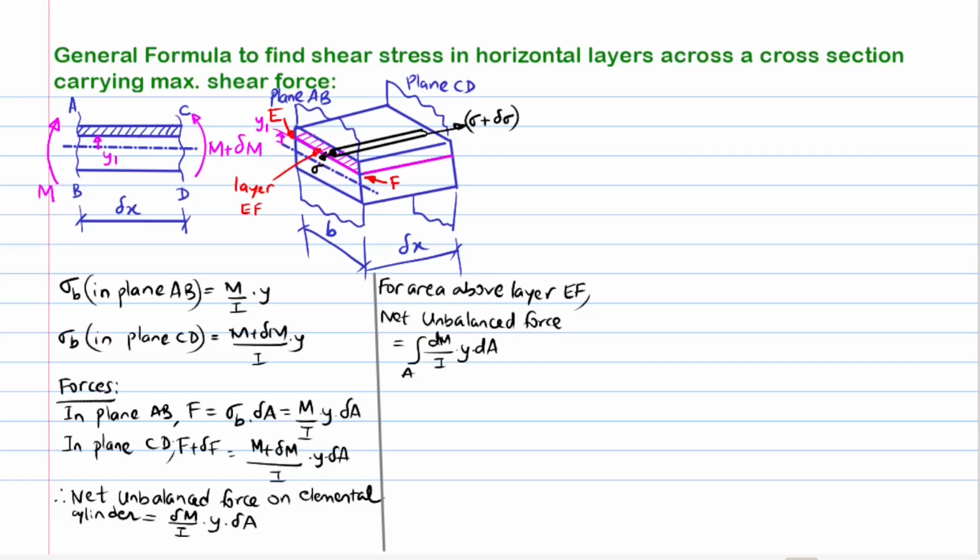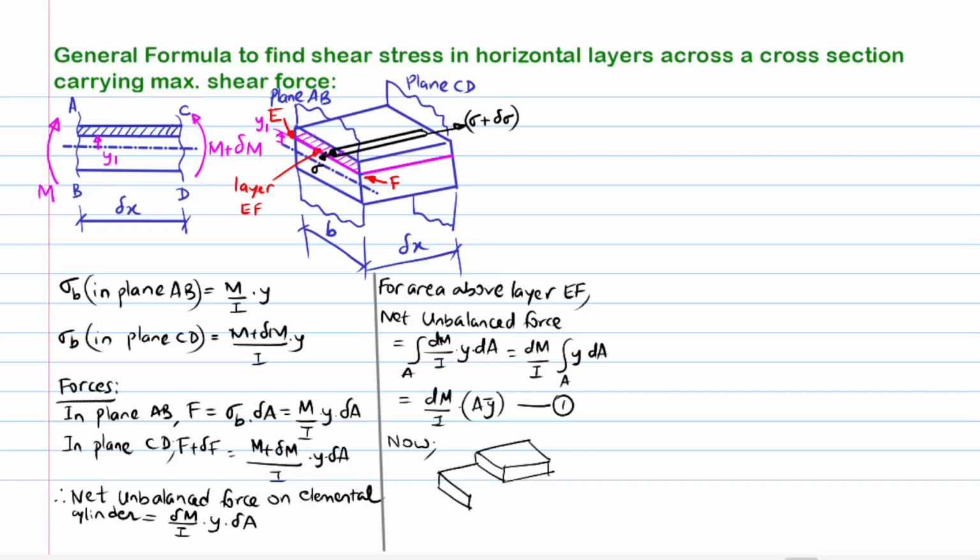dM over I can be taken outside the integral as they are constants here. Hence, the unbalanced normal force acting over the layer EF between the sections AB and CD is given by dM over I times the area integral of y times dA, or dM over I times A y bar. Let us treat this equation as 1. Now, the horizontal section of the beam at level EF must offer a shear resistance for avoiding the failure due to shear by the net unbalanced force, which we may refer to as the horizontal shear force, given by dM over I times A y bar.